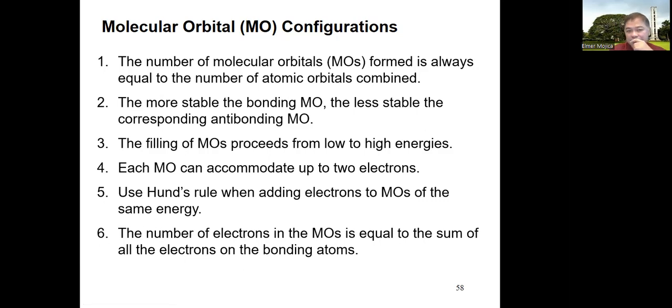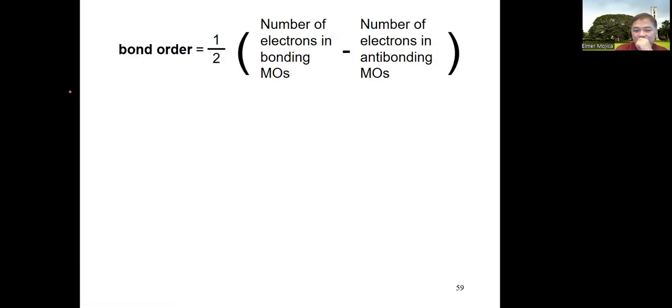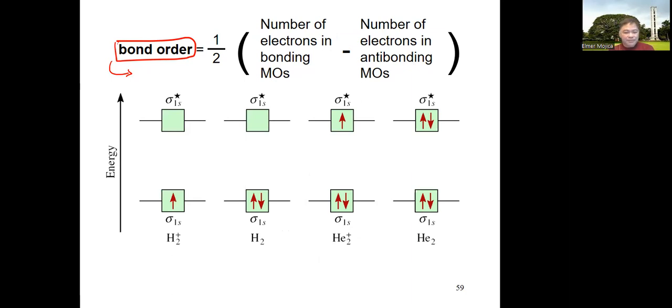So what does it mean? We can have the so-called bond order. Bond order tells you if you have a single bond, a double bond, or a triple bond. To get the bond order, you just get 1/2 of the difference between the number of electrons in the bonding molecular orbitals minus the number of electrons in antibonding molecular orbitals.